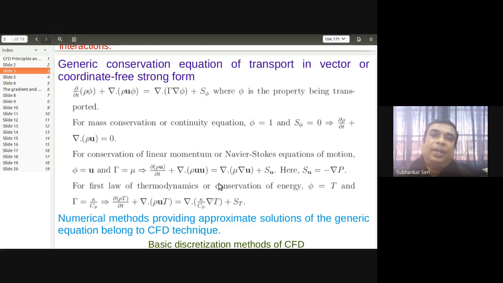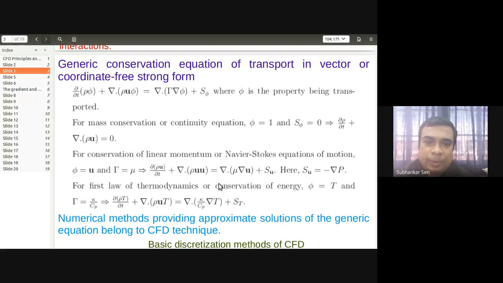Similarly, we can derive the momentum equation from this case. Many of you are aware of the Reynolds transport theorem. When we derive the governing equations by using the Reynolds transport theorem, we take capital phi as the extensive property, and small phi we define as small phi equals to d capital phi by d mass, dm.